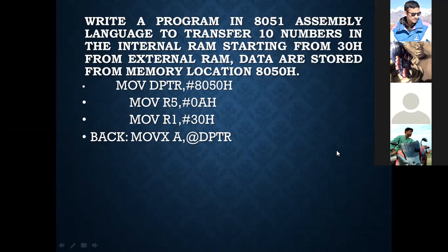Very good. So there is one operator, that is @. So we will take MOVX A, @DPTR. That means the content of the memory location that has been located by the DPTR register will be moved to the A register. And as this is located in the external RAM, we have used MOVX. Clear?